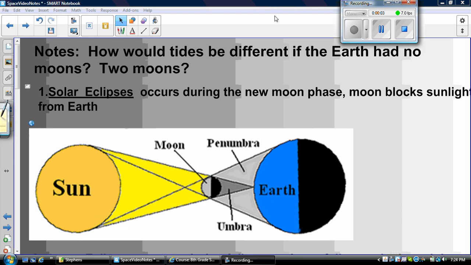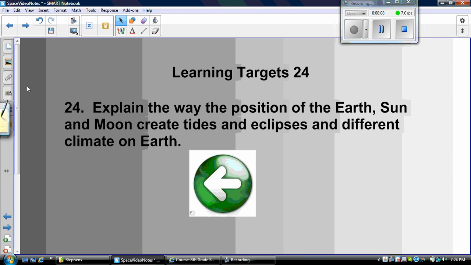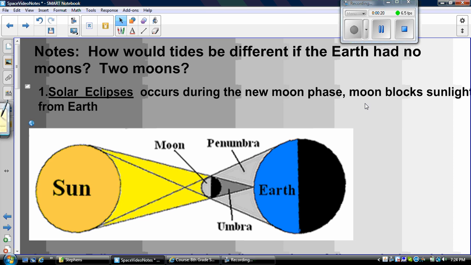Okay, now we're going to talk about learning target 24. We're going to explain the way the position of the Earth, Sun, and Moon create tides and eclipses, which in turn creates different climates on Earth. So, our essential question for today is, how would the tides be different if the Earth had no moons or two moons?